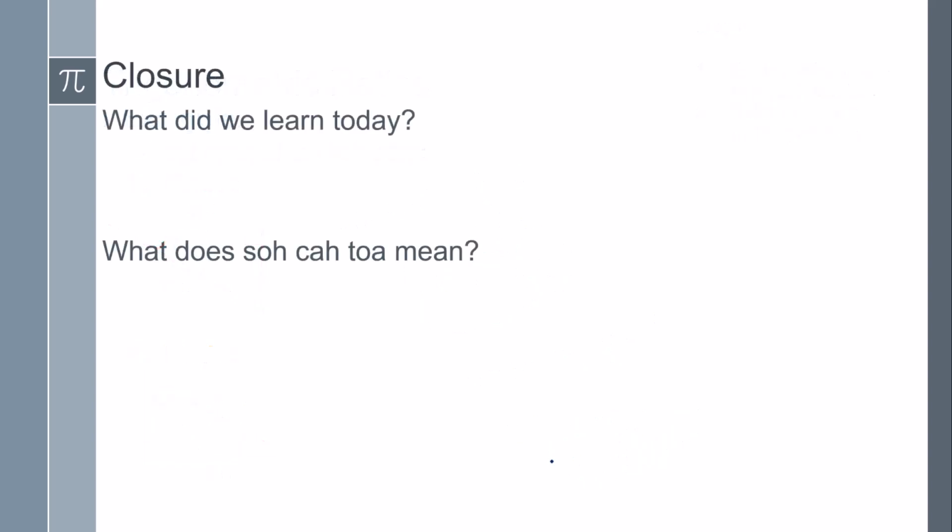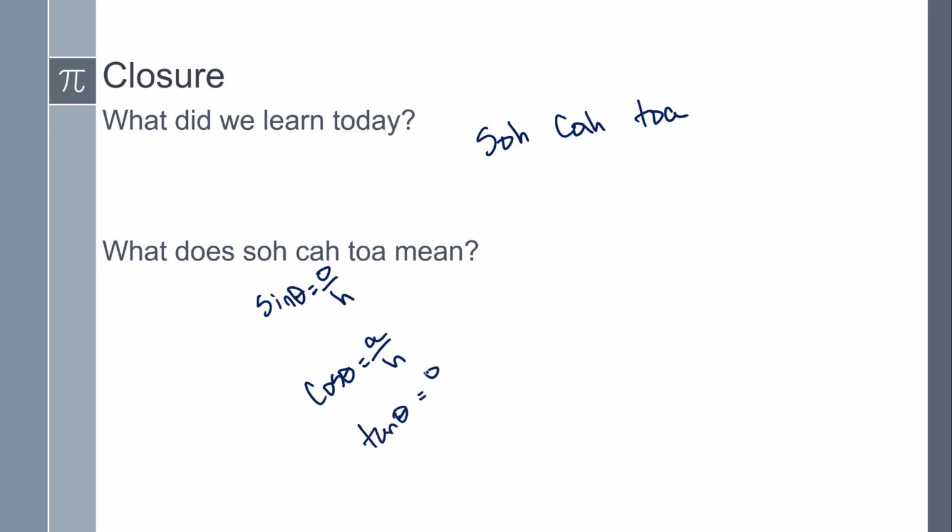To conclude today's lesson, what did we learn? We talked about how to find the missing side of a right triangle, and we do that using our sine, cosine, and tangent ratios. What does SOHCAHTOA mean? It means the sine of your given angle equals opposite to the hypotenuse, cosine of the given angle equals adjacent to the hypotenuse, and tangent of the given angle equals opposite to the adjacent.